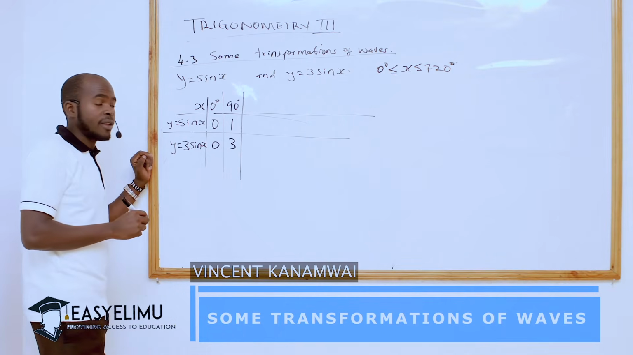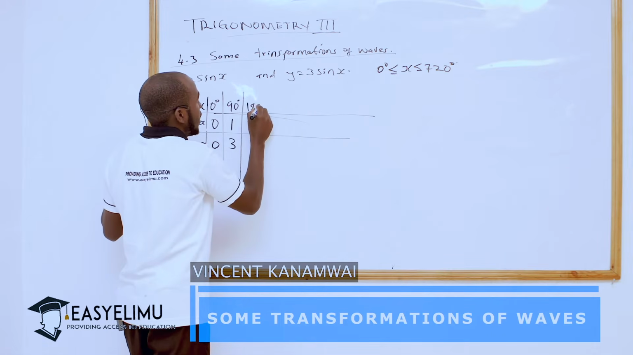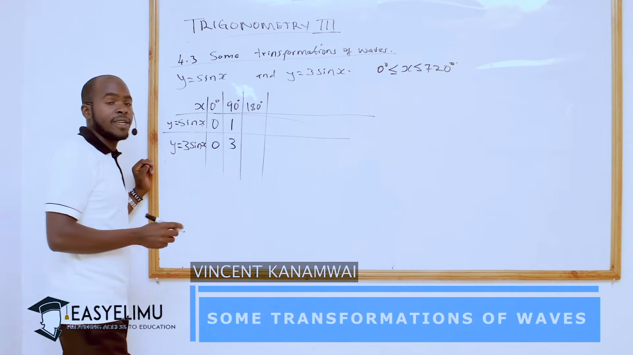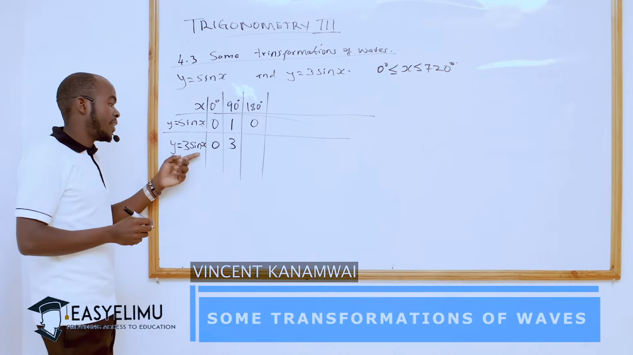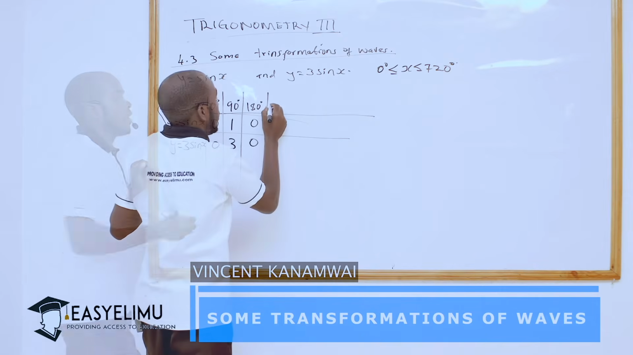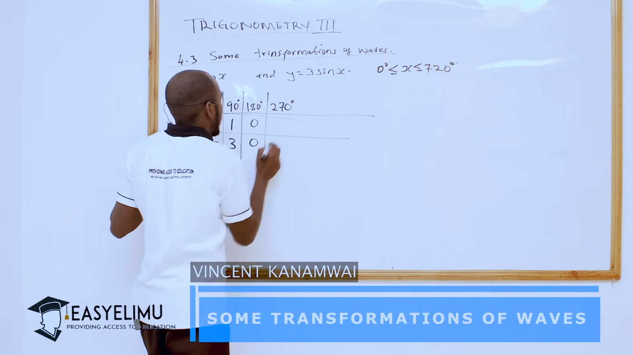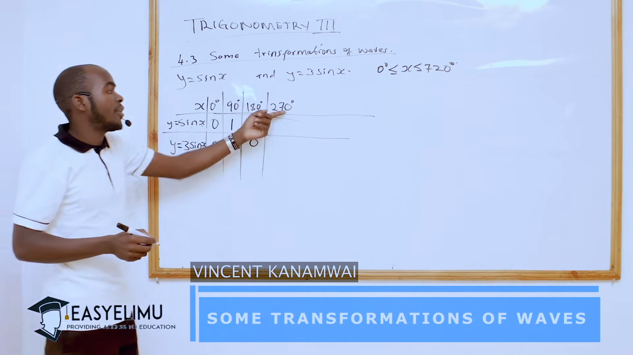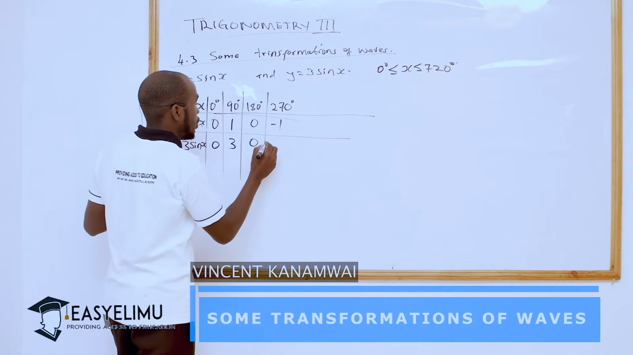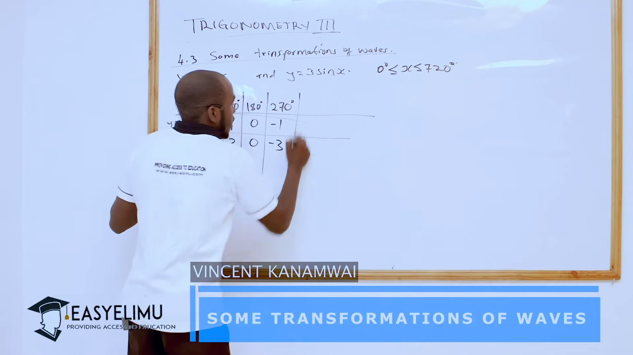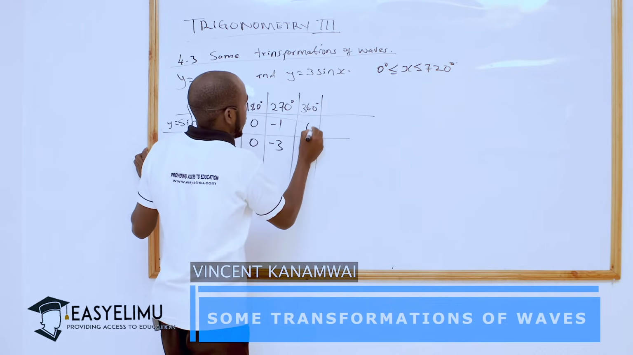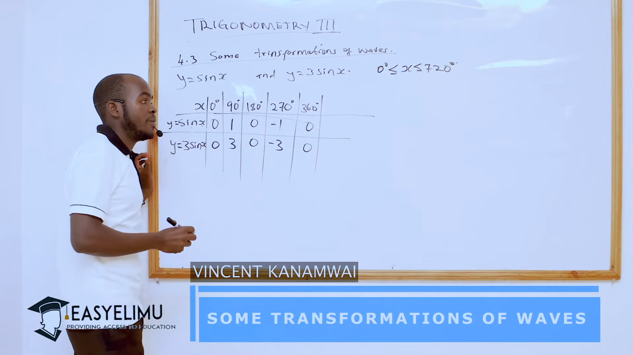will be 3. If we find our x as 180 degrees, sine of 180 degrees will give you 0. And if you take 3 multiplied by 0, it will give you 0. Now 270 as the angle, sine of 270 will give you -1. And 3 multiplied by -1, you will find -3. If you move on with 360 degrees, the same applies. Here we shall find 0, and here the case will be the same.